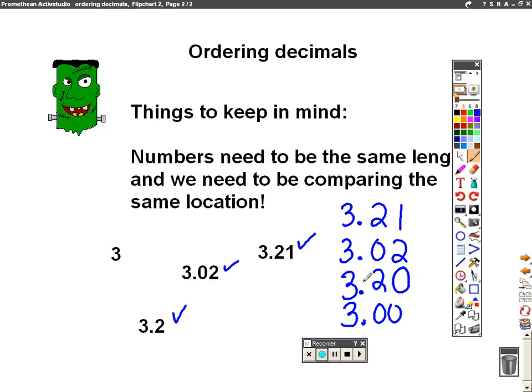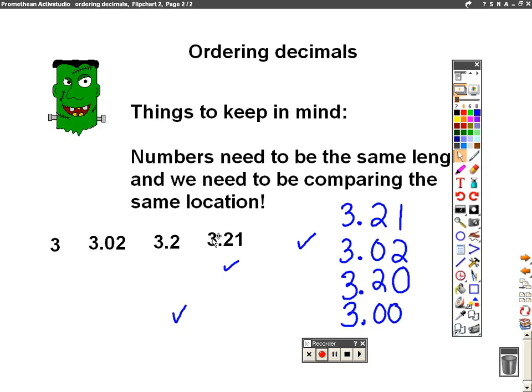My decimals are lined up so I can compare. And I'm lucky because these ones are all like money. So I have $3.21, $3.02, $3.20, and $3. Which one is the smallest? That would be 3. 3 is my smallest. And next, smallest would be $3.02. So that would be this one. And then $3.20, which is 3.2, because 3.2 and 3.20 are the same number, followed by 3.21.